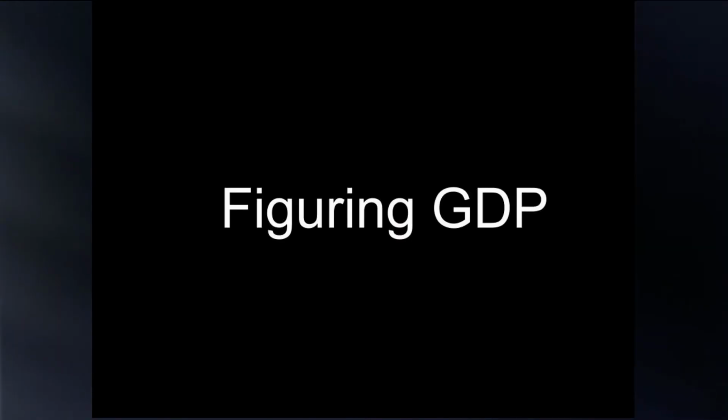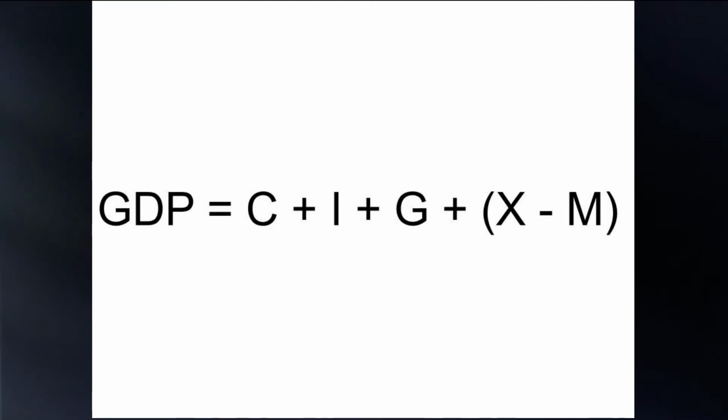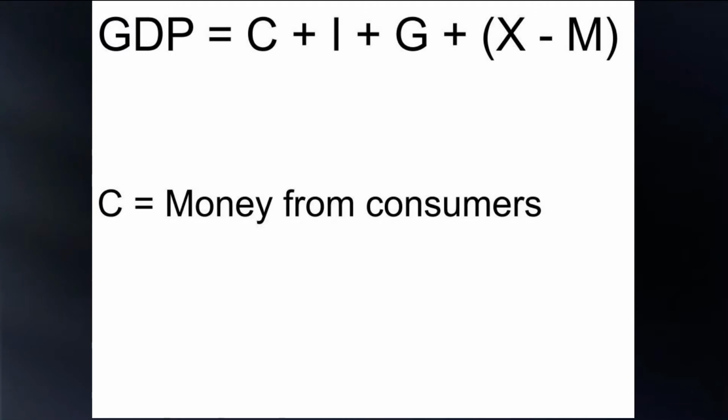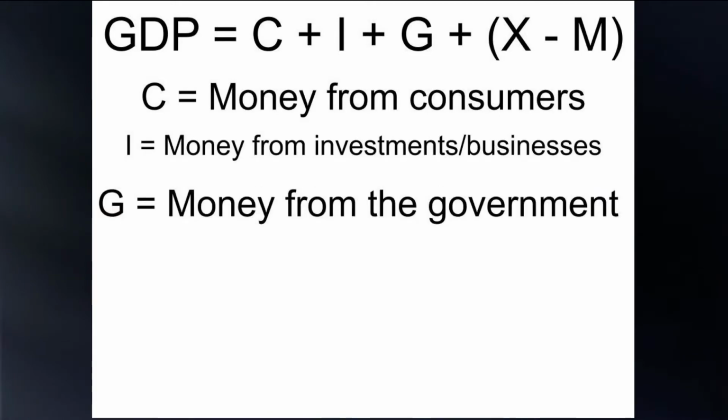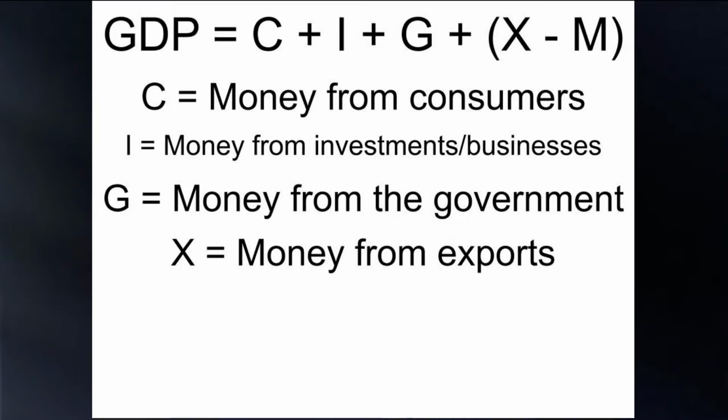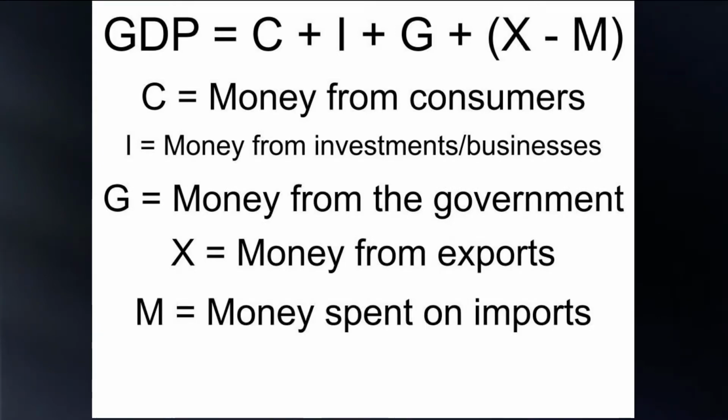When talking about how to figure GDP, it is necessary that we understand what the equation is for determining GDP. GDP equals C plus P plus G plus X minus M. C being the amount of money consumers put into the market, P being the amount companies put into the market, G being the amount of money that government introduces into the market, X being the value of exports, and M being the amount of money spent on imports.